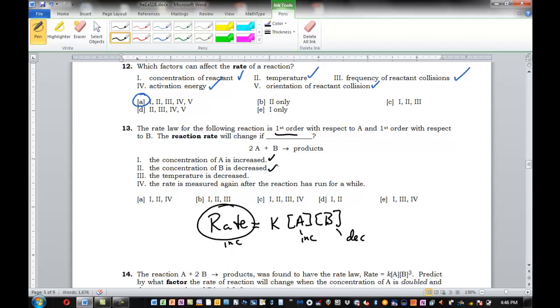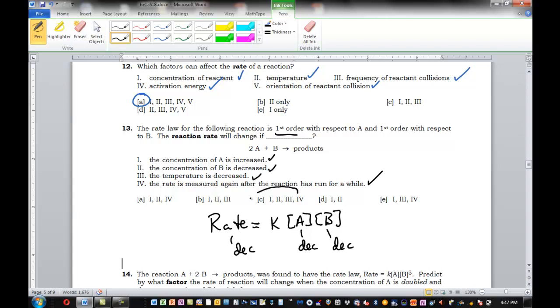What about temperature? We just talked about in problem 12, temperature is one of the things that certainly affects reaction rate. Higher temperature, faster rate. Lower temperature, slower rate. Now, what about the last one? The rate is measured again after the reaction has run for a while. What's going to happen to our concentrations after that reaction has run for a while? After we let that reaction run for a while, the concentration of A has decreased, concentration of B has decreased. So we've, in effect, decreased both of those concentrations. What's that going to do to the rate? Yeah, it's going to decrease the rate.